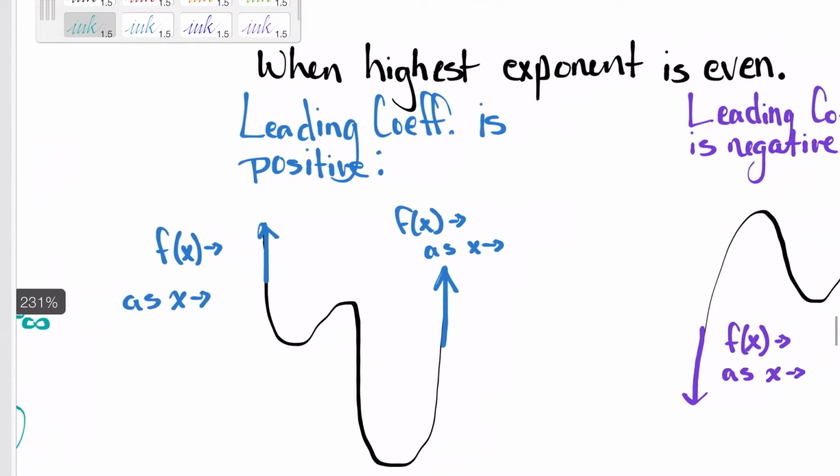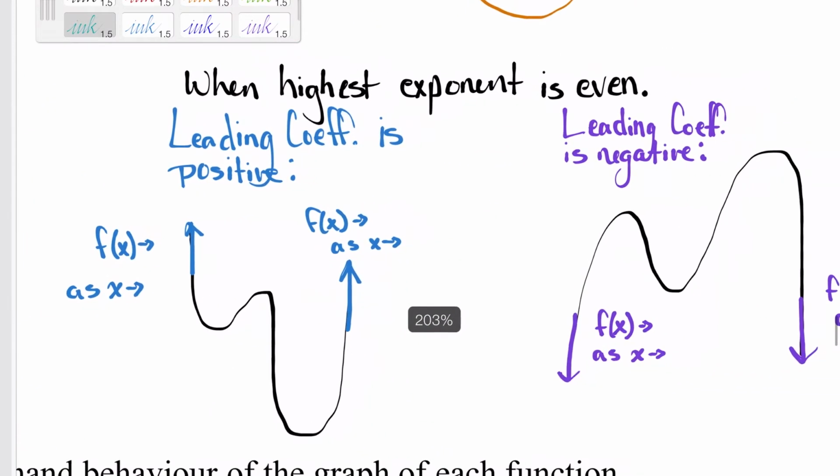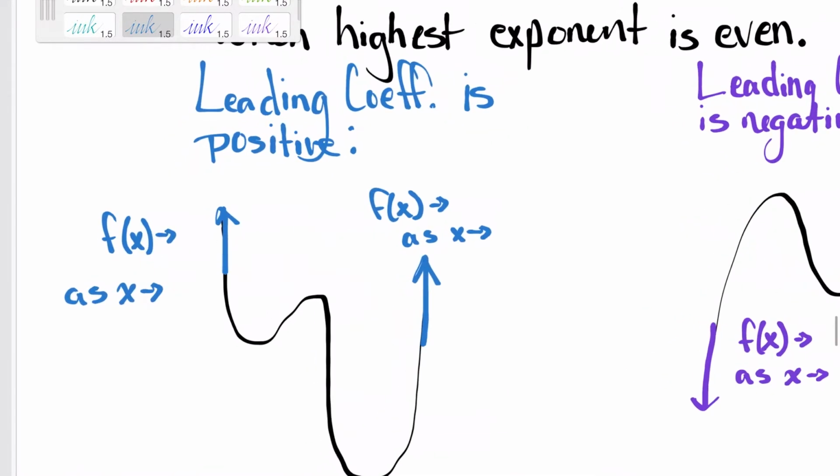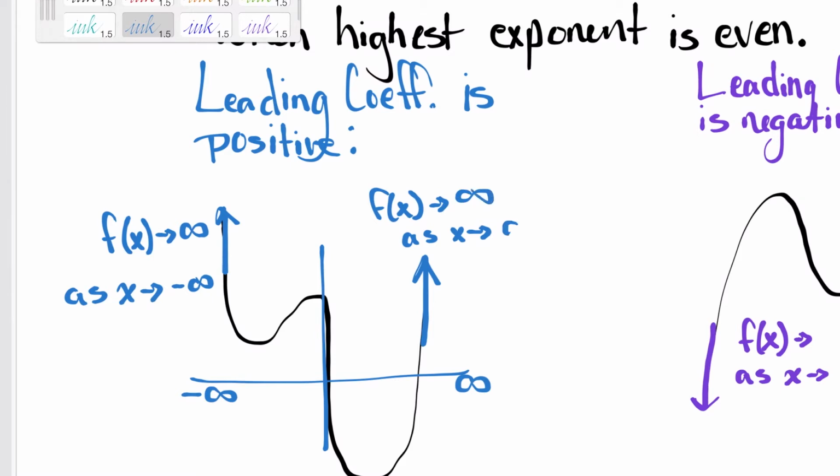When we have an exponent that is even, so our highest exponent is 2, 4, 6, 8, any of those kinds of numbers, then the ends are going to be going in the same direction. So we're either pointing up or we're pointing down. When we're positive, it's all going to be pointing up. So no matter if you're looking at positive or negative for your x, as we're going to the left, we're going up towards positive infinity. And as we're going to the right, we're still going up towards positive infinity.